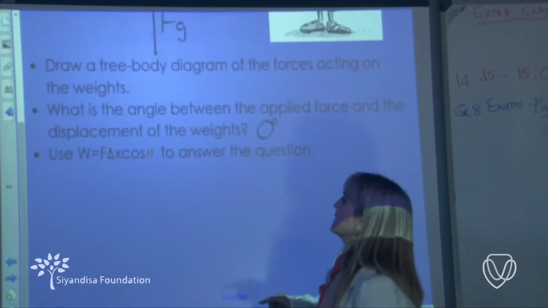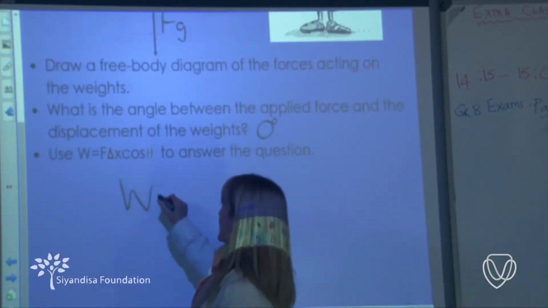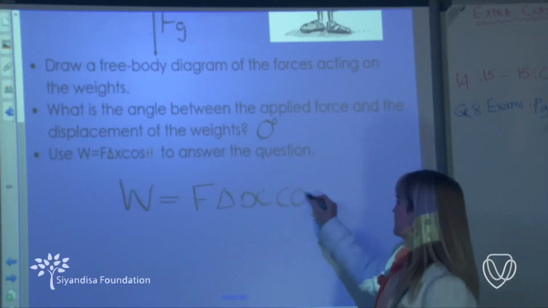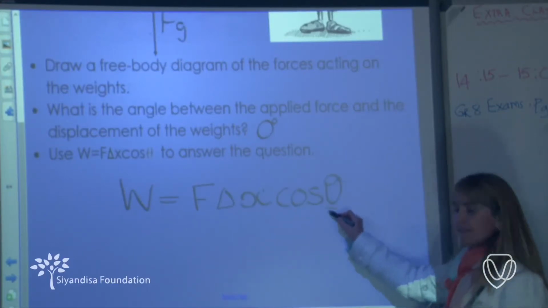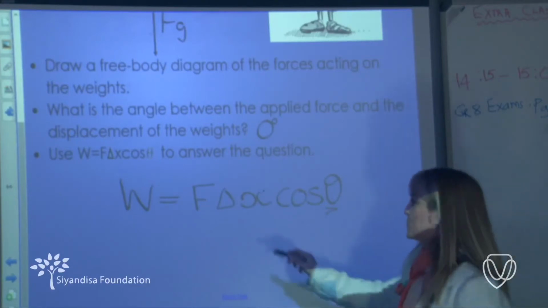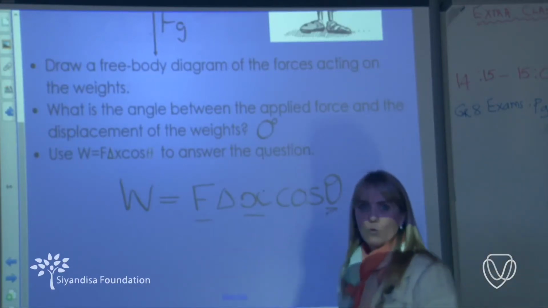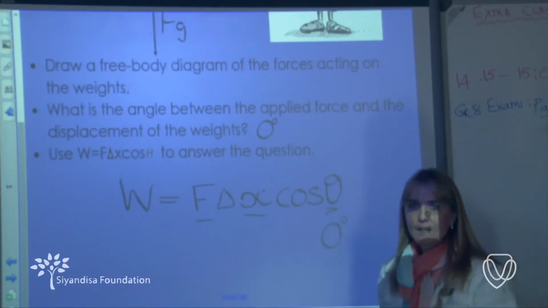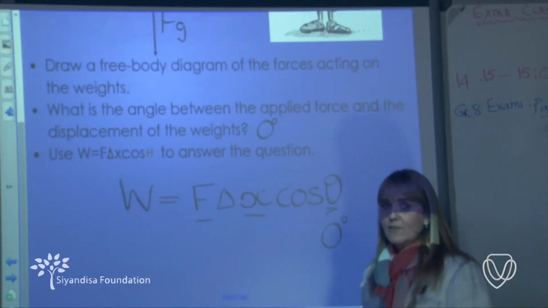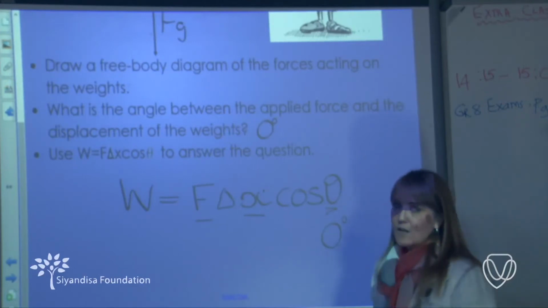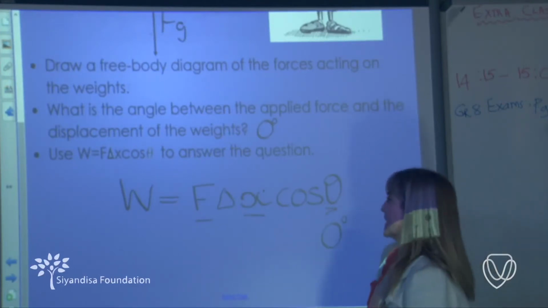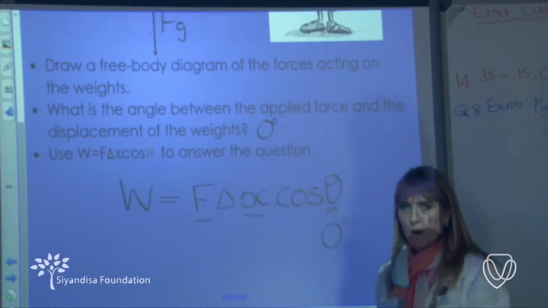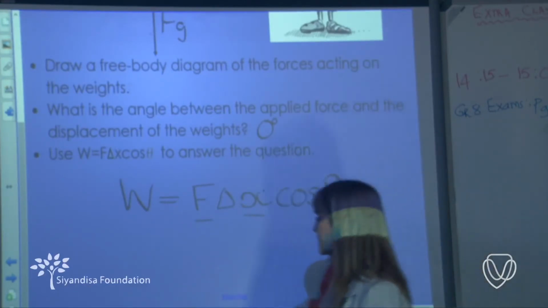Now again, let's look at the equation. W is equal to F delta X cos theta. What is theta? It is the angle between the displacement and the force. And in this case, it's going to be the cos of 0 degrees. Right. If you type in cos of 0 degrees, you're going to get an answer of 1, which means that work is being done on those weights.